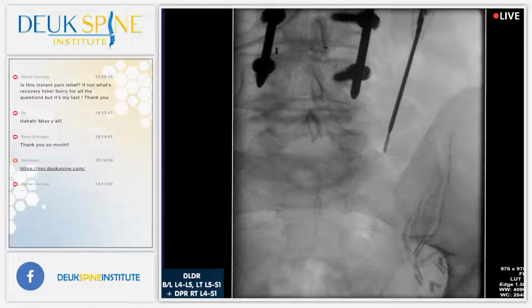All right, blood loss, I'm going to call 2 mil. Number 1, we did a DLDR for the disc, bilateral L4-5, left L5-S1. Correct me if I'm wrong. And number 2, we did a DPR, right L4-5 facet, L5-S1, and right SI joint.